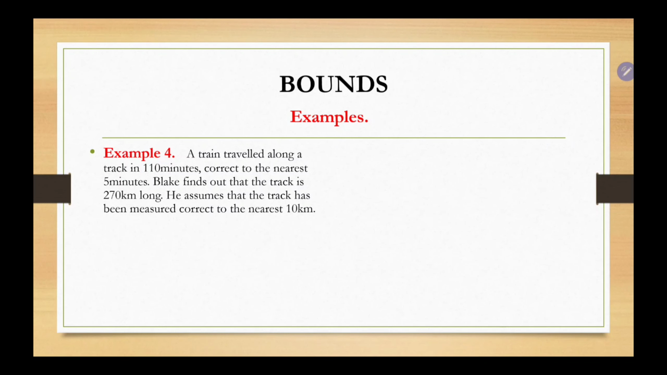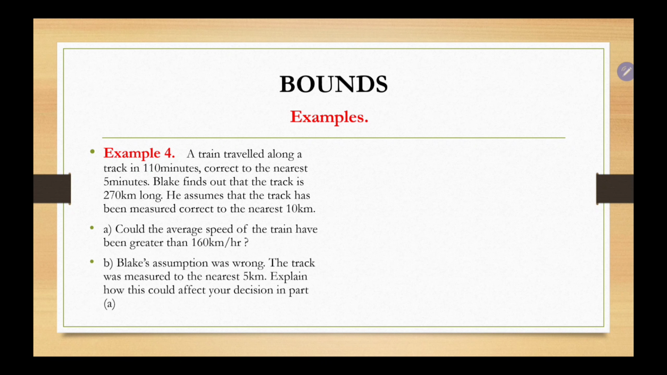A train traveled along a track in 110 minutes, correct to the nearest 5 minutes. Blake finds out that the track is 270 kilometers long. He assumes that the track has been measured correct to the nearest 10 kilometers. Could the average speed of the train have been greater than 160 kilometers per hour? Blake's assumption was wrong. The track was measured to the nearest 5 kilometers. Explain how this could affect your decision in part A.